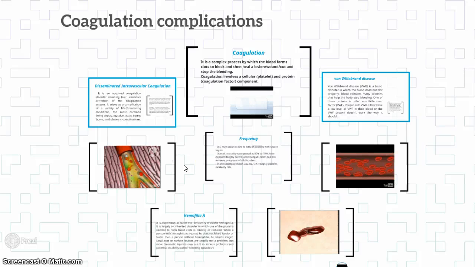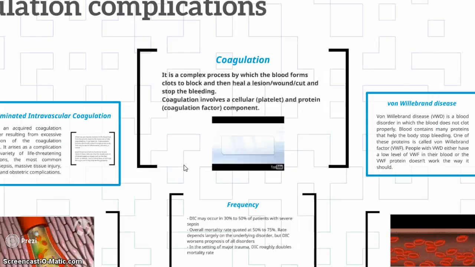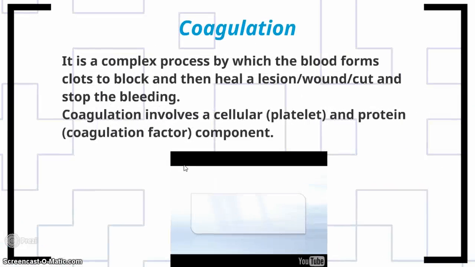Hi, today we're gonna talk about coagulation's complications. What is coagulation? It is a complex process by which the blood forms clots to block and then heal a lesion, wound, or cut, and stop the bleeding. Coagulation involves a cellular component, the platelets, and a protein component, the coagulation factors.